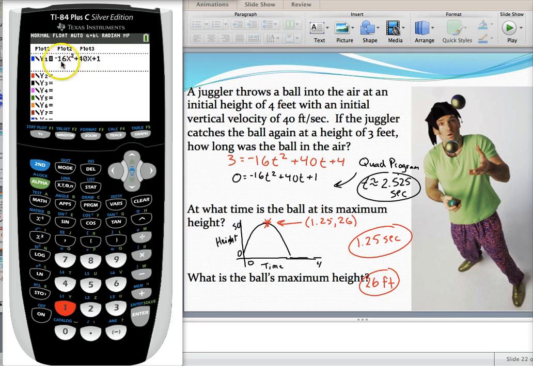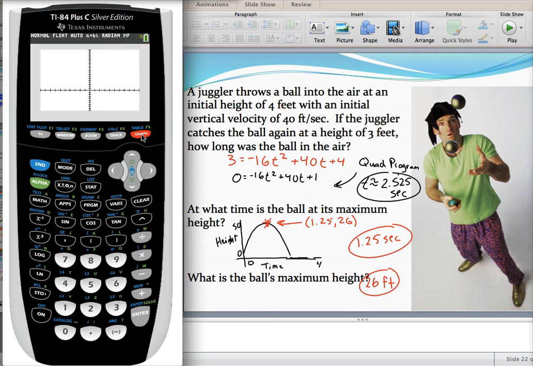So I've already gone ahead and typed in my equation, which we came up with before, negative 16t squared. I just replace x with t, plus 40x plus 1. So I've typed that in. If you hit graph, we probably won't see a very good graph depending on what your window is. So let's go ahead and adjust our window to something that makes a little bit more sense.